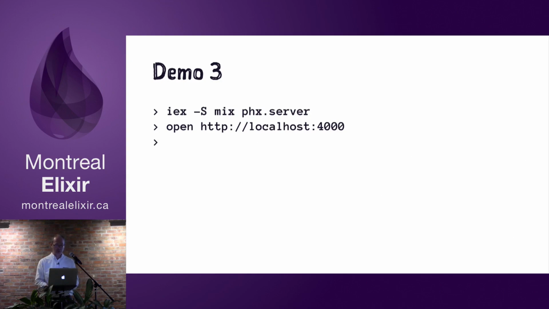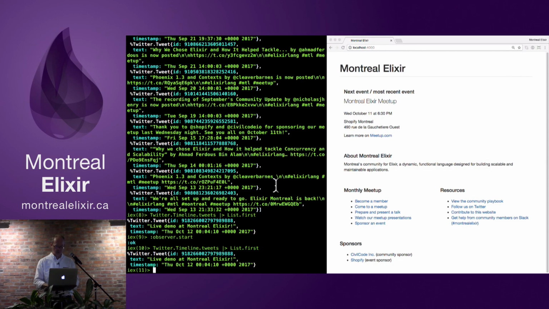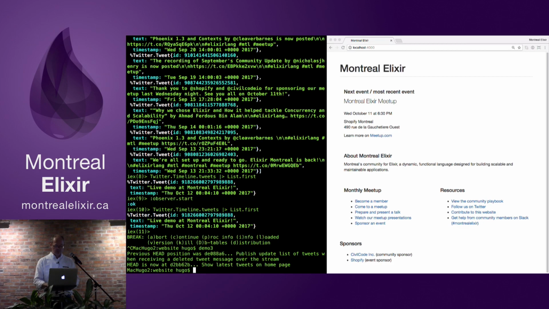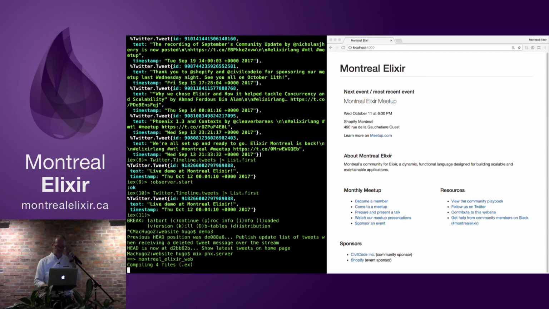So let's demonstrate this. Let's quit the console here. Demo 3. All right. Notes here. We're going to start the Phoenix server. Nothing is running. We don't have any timeline running right now. So let's start the server. Mix phoenix.server.